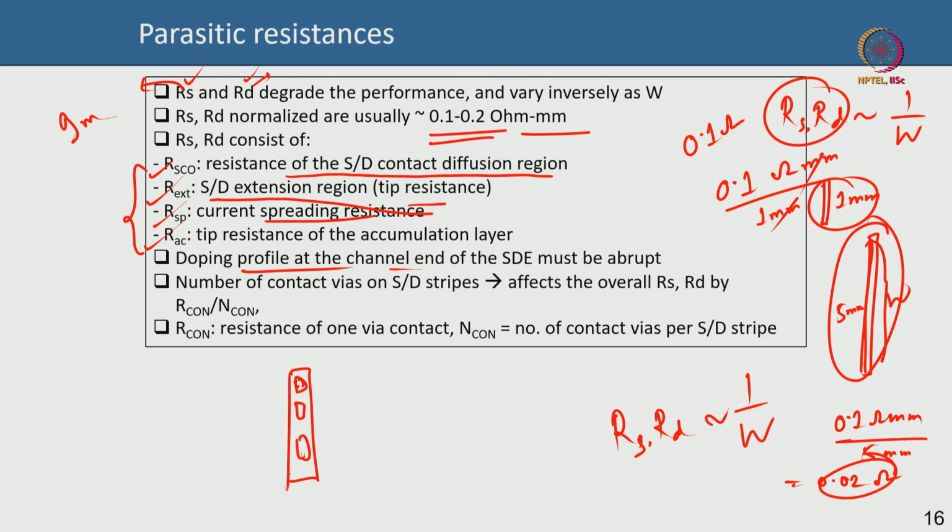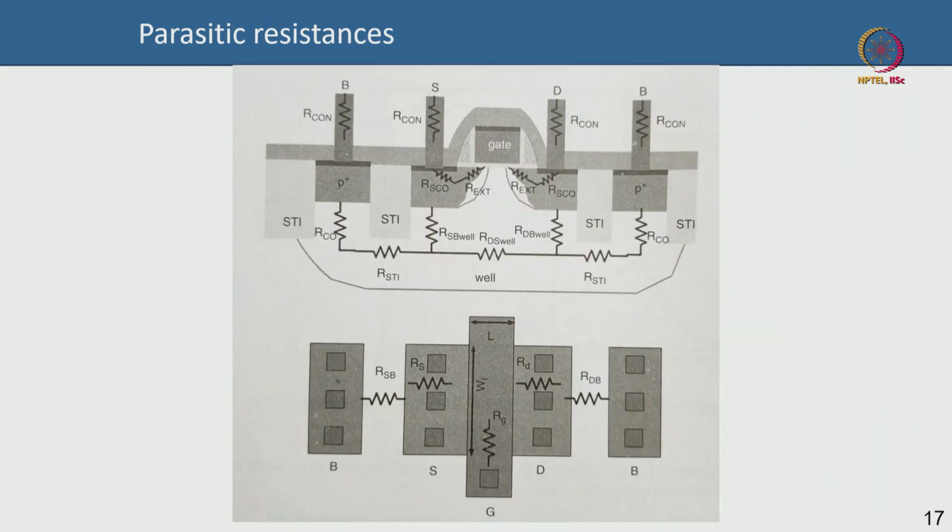So, each via tungsten plug that we discussed will also have a resistance which is R con, contact resistance of that via. If you have n con number of contact vias per source drain stripe. So, if you have say 3 contact vias, suppose this number of 3 source drain vias are there in one stripe, then the overall resistance will be given by R con by n con. So, with higher number of vias the resistance comes down. So, whatever resistance you have will be divided by 3. If there were 4, then it will be divided by 4. So, the resistance corresponding to the via number will keep decreasing as the via number increases. Okay. So, keep that in mind.